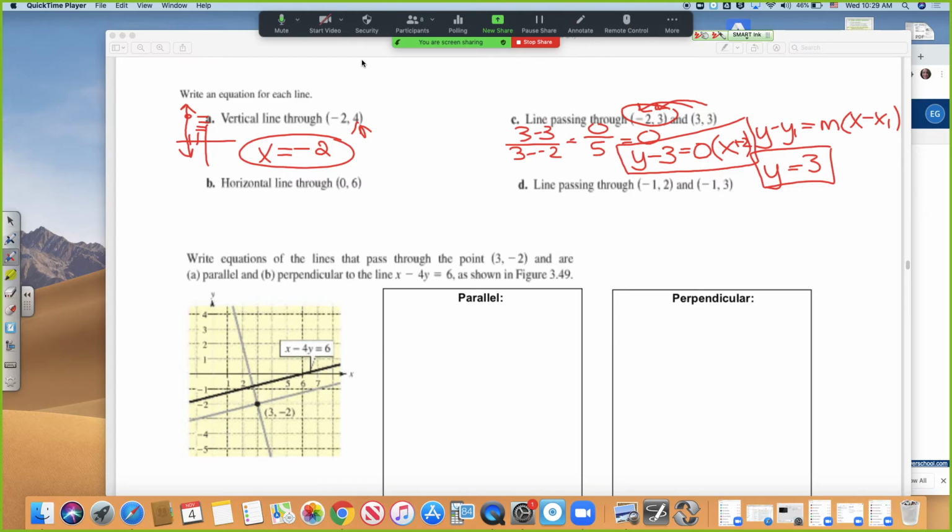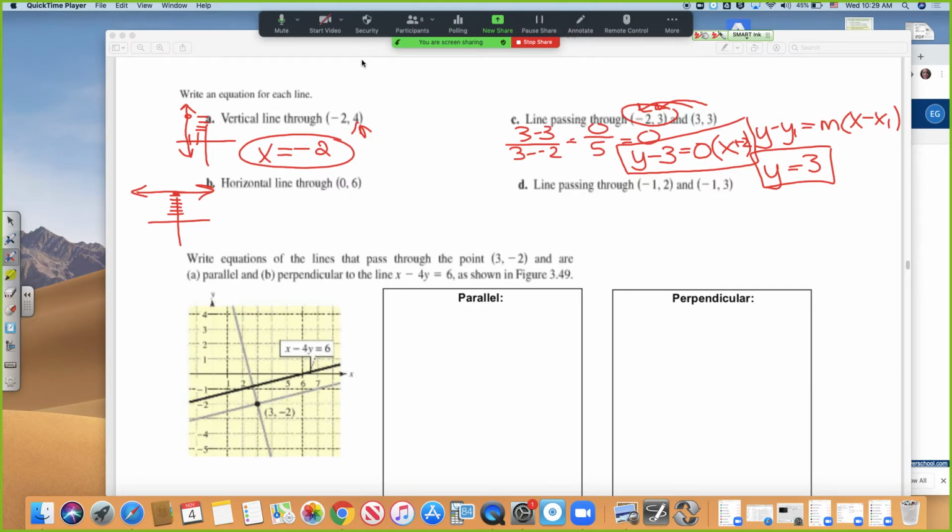Alright, so going over these problems, we want to create an equation that's horizontal and it passes through 0, 6. So again, it might be helpful for you to draw a sketch. 1, 2, 3, 4, 5, 6. The point 0, 6 would be here. A horizontal line would look like this. And this one is actually easier to do than put in point slope form or whatever.